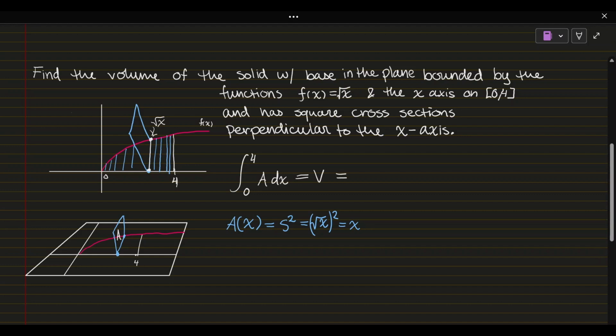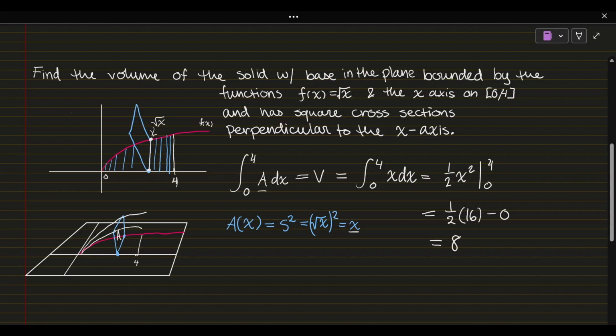So this tells me that my volume is going to be equal to the integral from 0 to 4 of x dx, because this was my area here. Integrating that, I get 1/2 x squared. Evaluated from 0 to 4, that's going to be 1/2 times 16 minus 0, which means 8. So the volume of this shape, the one that I showed you in the intro there, happens to be 8 units cubed.